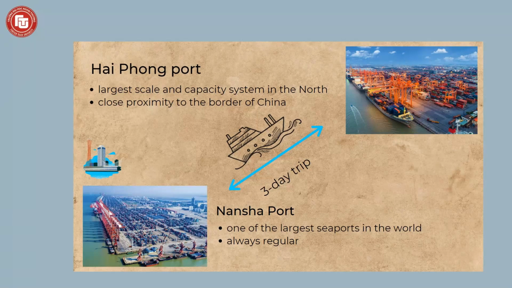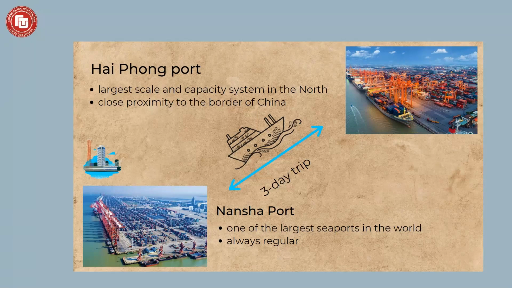Nansha Port belongs to Guangzhou. The output of goods through Nansha Port is increasing, especially goods traded between China and Vietnam. As one of the largest seaports in the world, the number of ships arriving and departing from Nansha is always busy. Every week, the shipping schedule from Shenzhen to Haiphong and Cát Lái Port is always regular, from 5 to 8 trips a week. Transit time from Haiphong to Nansha is usually 3 days with mainly direct service.